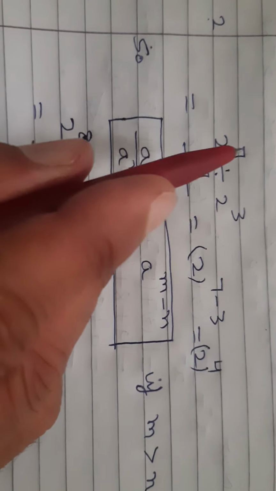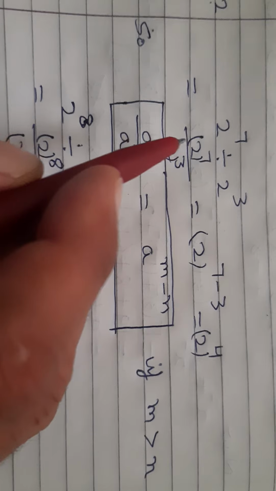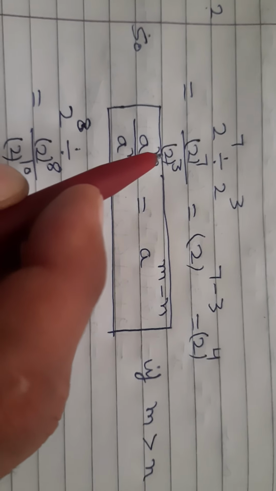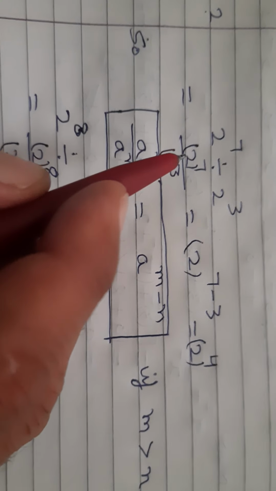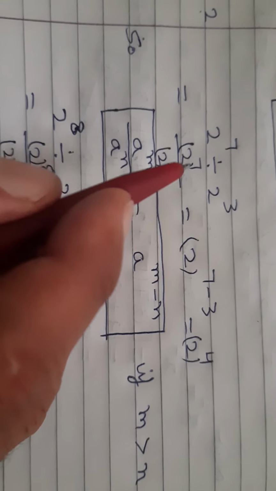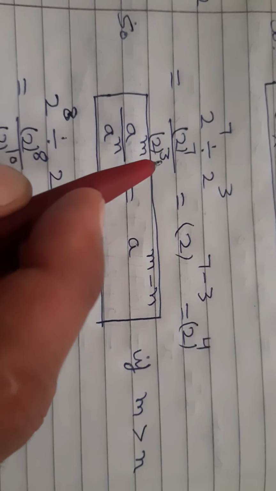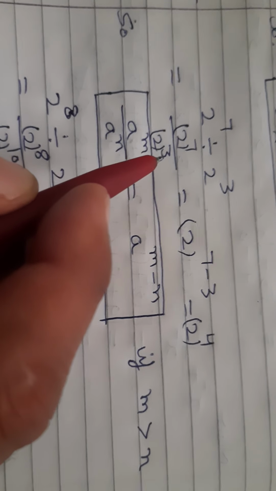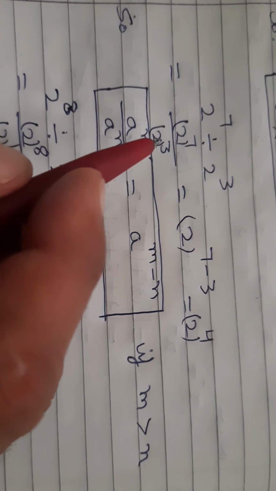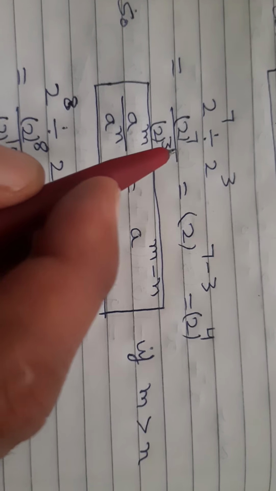Suppose 2 raised to the power 7 is divided by 2 raised to the power 3. So we are writing it in division form, 2 raised to the power 7 divided by 2 raised to the power 3. As in the earlier case, it means 2 multiplied by itself how many times? 7 times. And in the denominator, 2 multiplied by itself how many times? As the power, that is 3 times. It means when we cancel, we get 2 four times in the numerator.